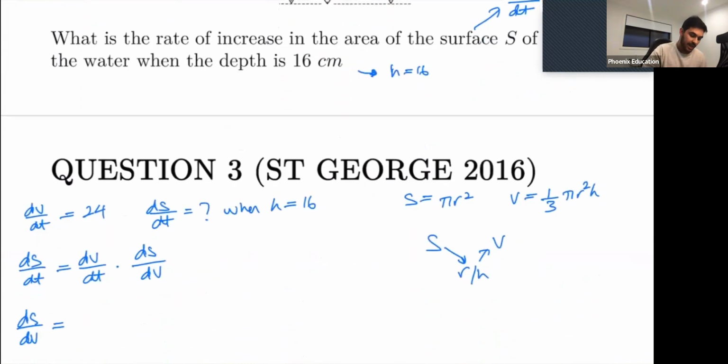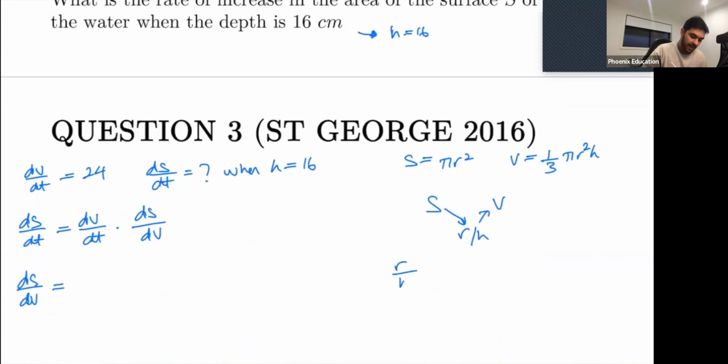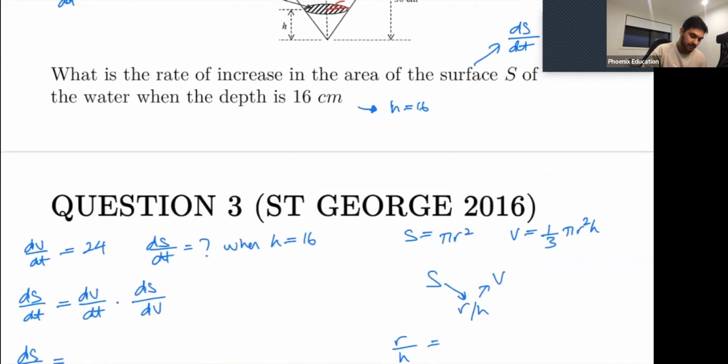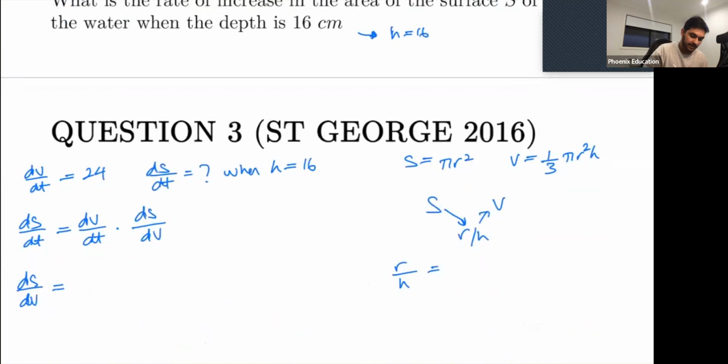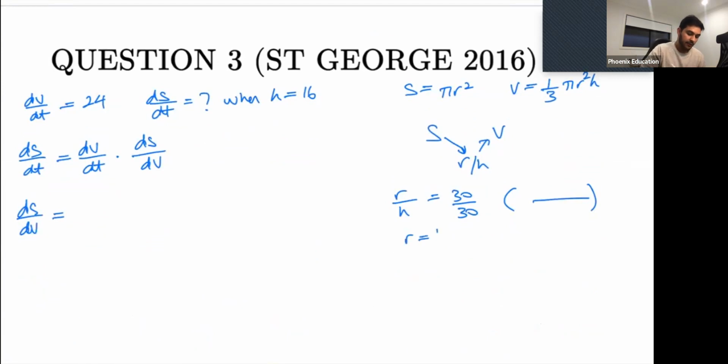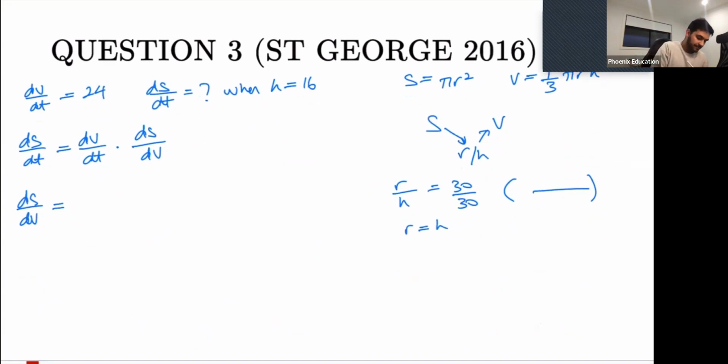So if we use similarity, we have r on h is equal to, so I'm doing this side on this side, for the equivalent triangle in the bigger one, it will be 30 over 30. Okay, so I'm just using similar triangles here. You should provide a reason, but we'll skip that. It's in the slides though. And from here, I can figure out that r is equal to h. So this is just by using similarity. All right. And we'll see how this comes into play in a little bit.